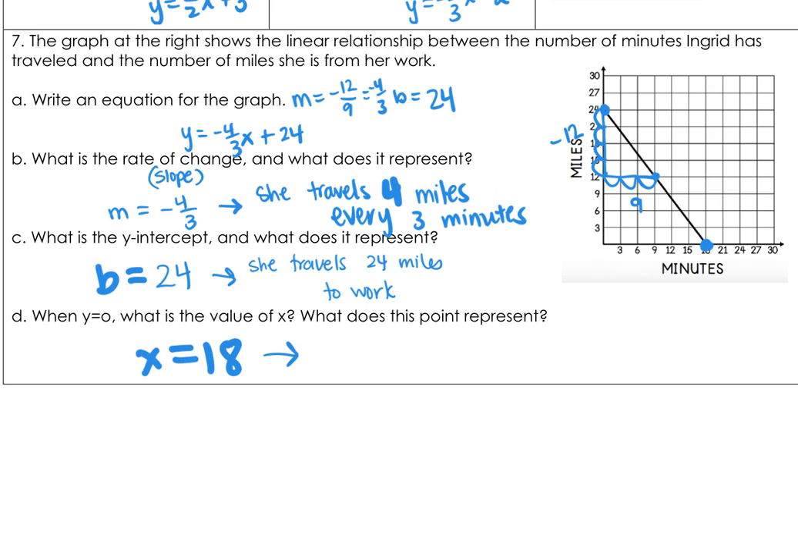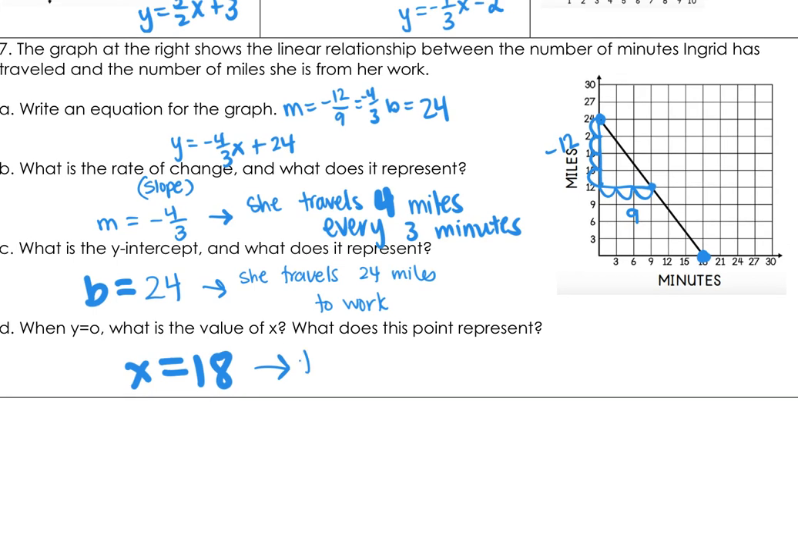So now we can talk about what does that 18 mean? The x-axis is representing minutes. We're talking about Ingrid going to work. What's that 18 mean? Yeah. Takes her 18 minutes to travel to work, to get to work. 18-minute total travel time for Ingrid. Okay?